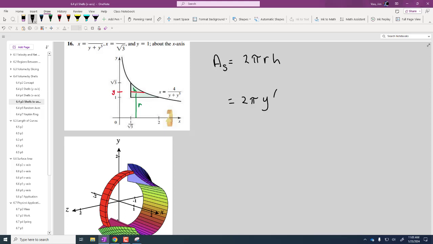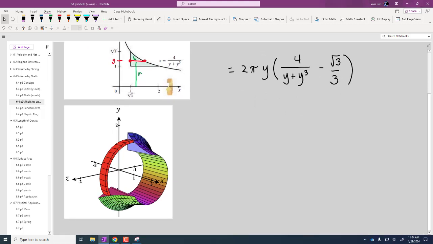So let's put little dots here to represent the left and the right. There's the left x, there's the right x, so we're going to do the right x minus the left x. That's 4 divided by y plus y cubed, right x minus left x, which I'm going to write as root 3 over 3. All right, so there is our generic cylindrical area. Now we integrate that in order to get the volume. Integrate area to get volume.